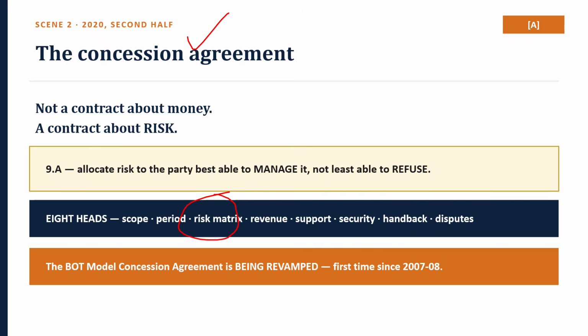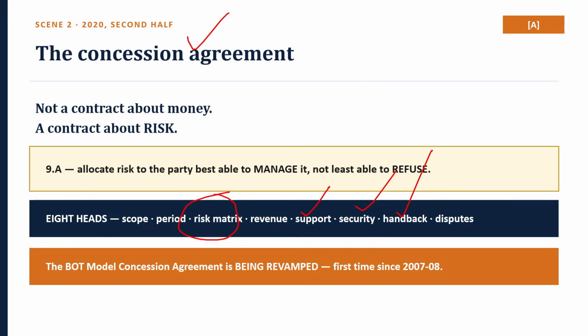And fifth one is government support: viability gap funding, land clearances, utility shifting, revenue guarantees. Sixth one is performance security and penalties: so bank guarantees, liquidated damages, performance rating. Seventh one is termination and handback. What is termination and handback? Termination payments on each party's default and the asset's condition at handback. And eighth one, dispute resolution and renegotiation: the forum, the timeline, and whether the contract can be reopened without termination.